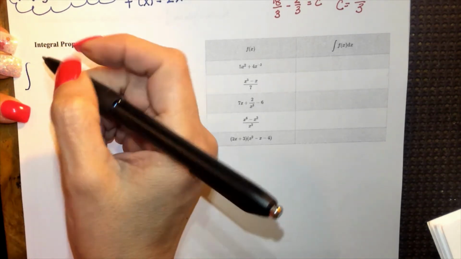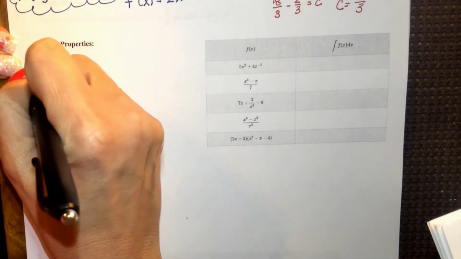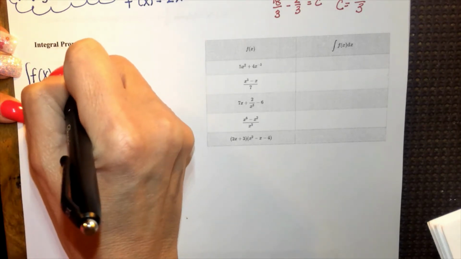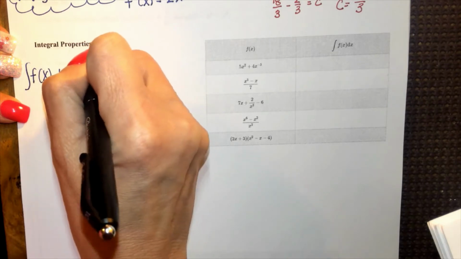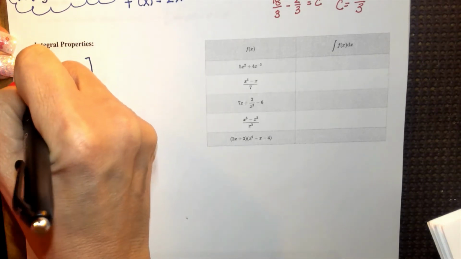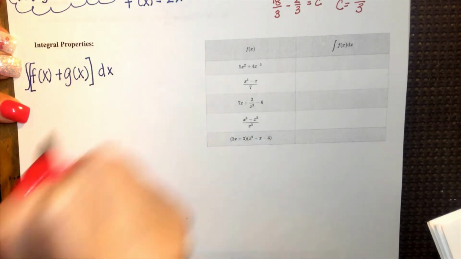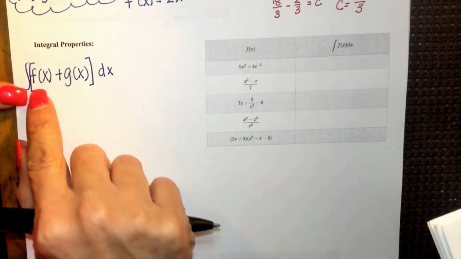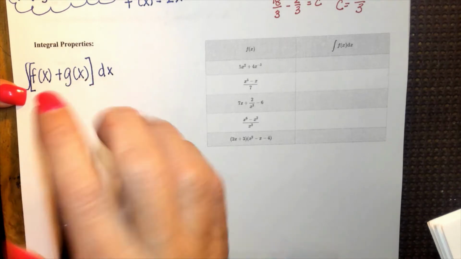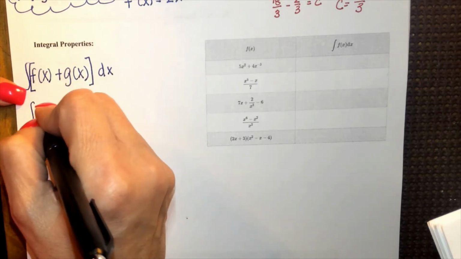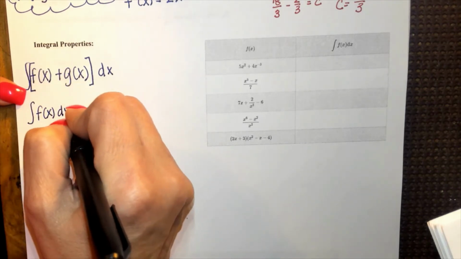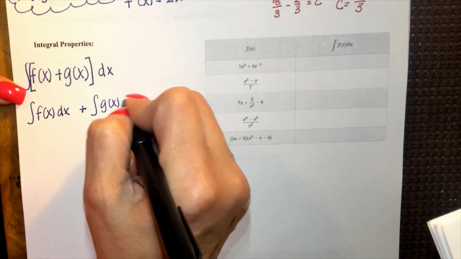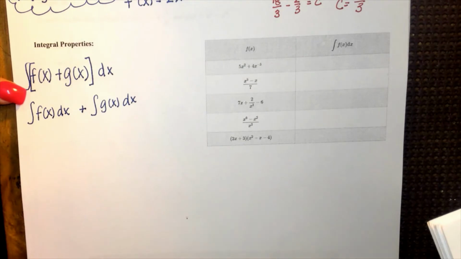So this just says, if you do the integral of f of x plus g of x dx, the integral property says that you can take f of x, integrate that one, and then integrate this one, and you get the same thing. So the integral of f of x dx plus the integral of g of x dx. And that kind of makes sense.